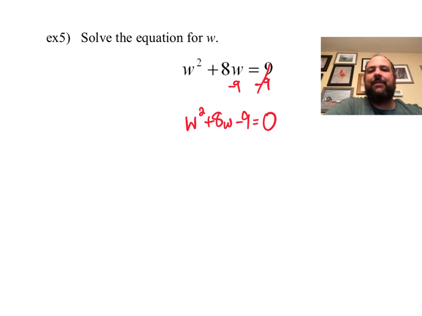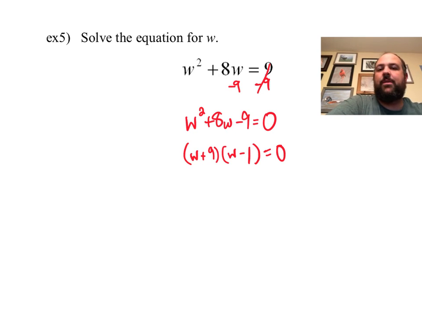So now that you've got everything on the same side, you factored it. You should have reverse foiled. Even though I see perfect squares, the 8w does not work if I try and split it up the same way. So instead I reverse foiled it with w's, one plus and one minus. And in this case, we're going to use a positive 9 and a negative 1.